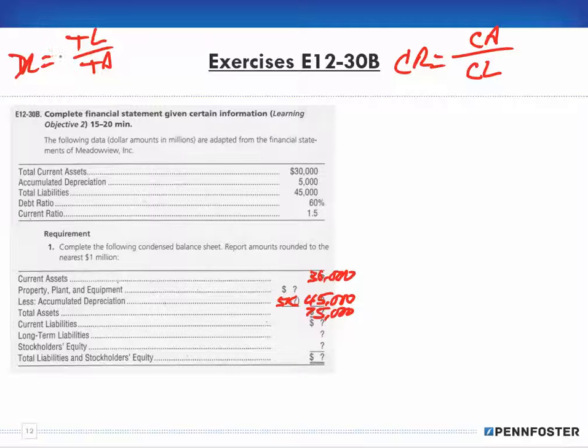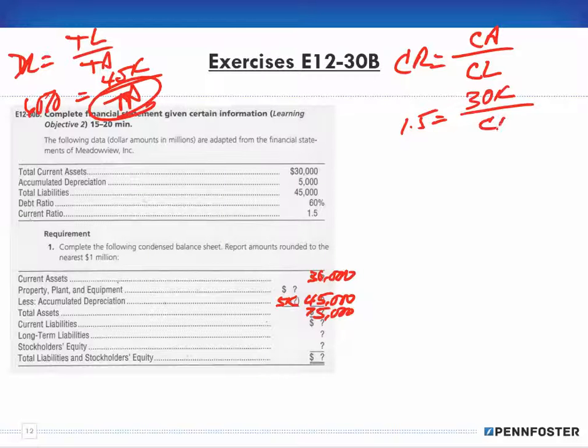When I look at these, if I have two pieces of the puzzle, I can always figure out the third. Here my debt ratio was 60%, and my total liabilities were 45. So by knowing 2 out of 3, I'm able to calculate the third. It's the same thing with my current ratio. My current ratio is 1.5, and if I know my current assets are 30,000, I can calculate my current liabilities.